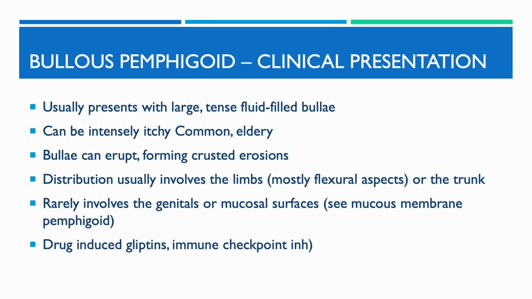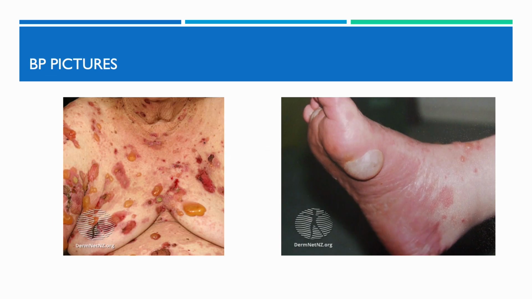Sometimes bullous pemphigoid can be induced by drugs, such as gliptins used in diabetes treatment, and immune checkpoint inhibitors which are used in cancer treatment. On the left-hand panel, you can see fairly extensive pemphigoid. There are red patches on the skin, but within these areas are intact, tense blisters. In this picture, you can see pre-bullous urticated erythema, blisters, and erosions.